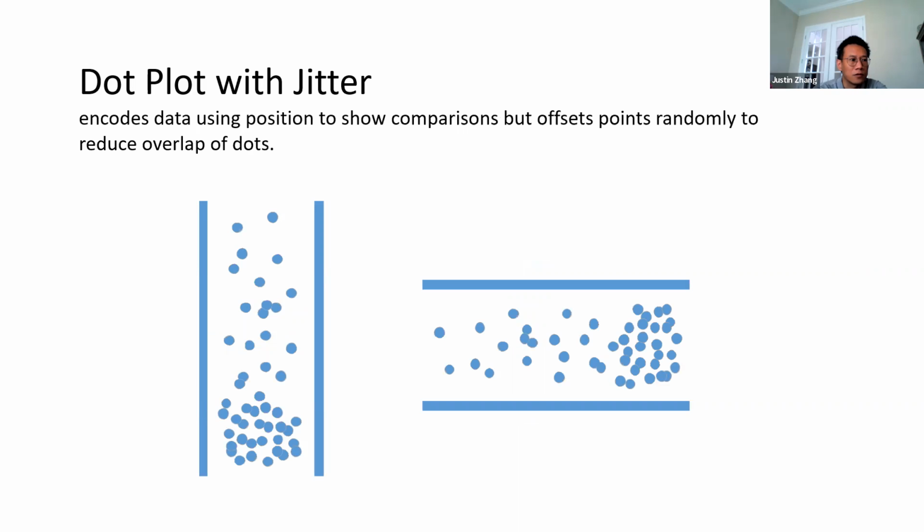Dot plot with jitter. So it's a variation on the dot plot, which uses position, but also applies a technique called jitter to offset the points, so they are not plotted on top of each other to mitigate the overlaps. So here the jitter is a random value. So sometimes we want to be careful not to jitter too much to make it too sparse.